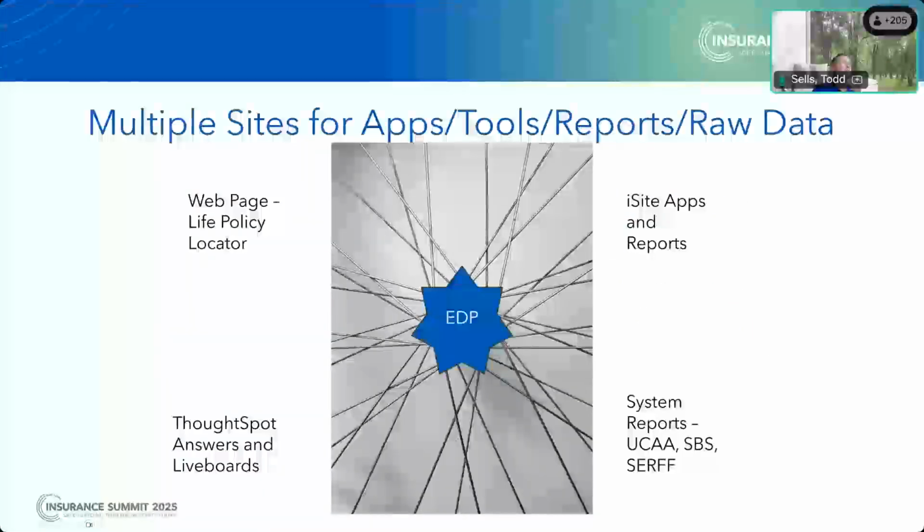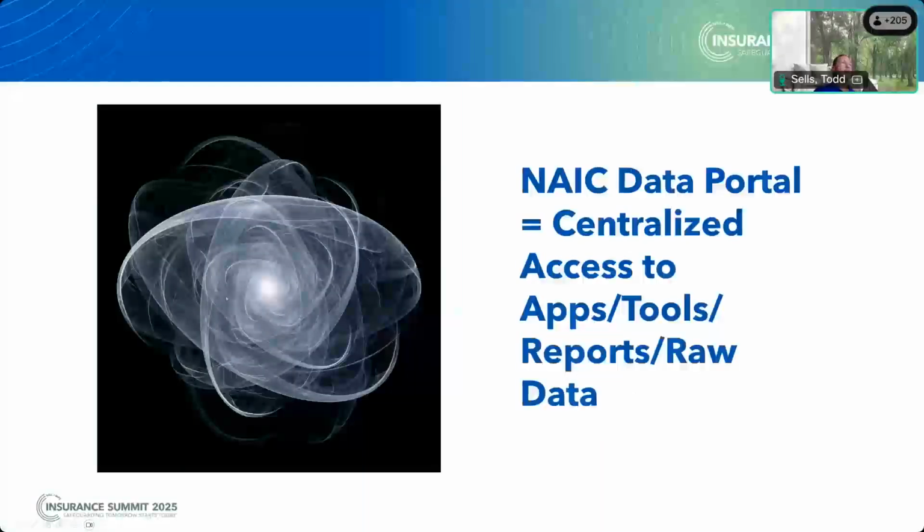So this is the slide that really shows that the enterprise data platform is here inside the middle of the spokes, but there's all these different spokes leading out to different applications, different tools, different reports, etc. Right? And we're wanting to fix that by bringing it into this one little. It's going to be a vast world, right? So this huge nebulous here. Everything gets pulled into this, right? We sucked everything into the NAIC data portal. So access to those apps, the tools, the reports, the raw data, anything and everything about data will be at the NAIC data portal.